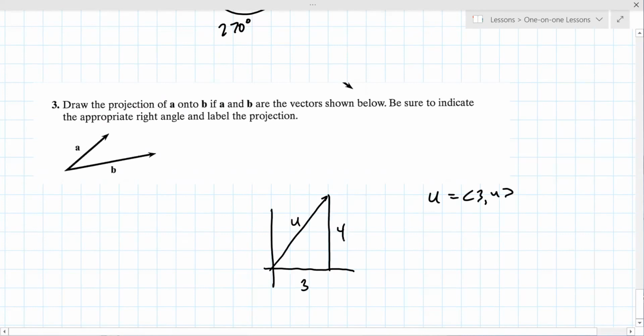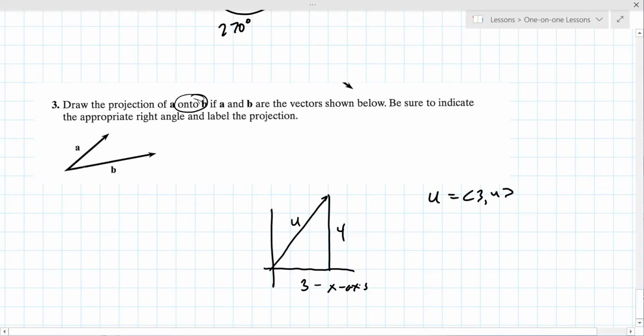And I say, what is the projection of u onto the x-axis? You would say that that is 3. The projection of u onto the x-axis is 3. It's literally saying how much of u goes in the x direction. Okay. And so how much of u goes in the y direction? 4. Okay.